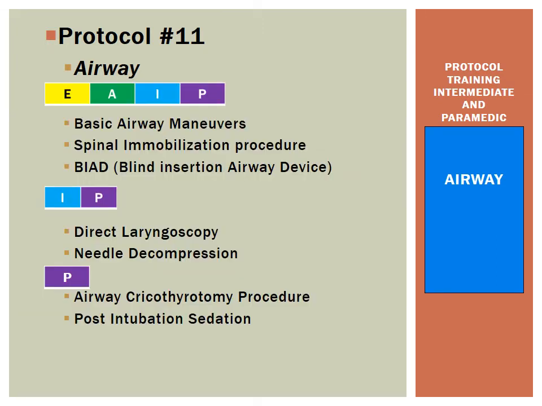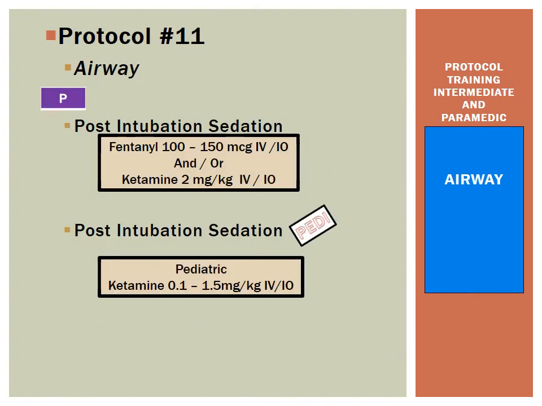So just to review, our EMT through paramedic level: basic airway maneuvers, spinal immobilization procedures if indicated, and the blind insertion airway device, or the King Airway. For our IMP level providers, direct laryngoscopy for foreign bodies, and needle decompression for tension pneumothoraxes. And for our P providers, airway cricothyrotomy procedures and post-intubation sedation.